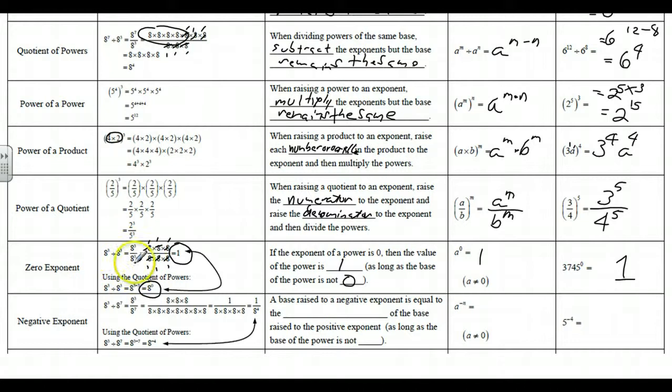All right, if we do kind of the same idea here, but what if we take 8 cubed divided by 8 to the 7th? Right, so there's like 3 of these gone, and they're 1s, and there's 3 of these gone. So that leaves us 4 on the bottom. It's 1 over 8 to the 4th. Now that's looking at it as multiplication, right? If we use the quotient of powers, 8 cubed divided by 8 to the 7th is 8 to the power of 3 minus 7 is 8 to the power of negative 4.